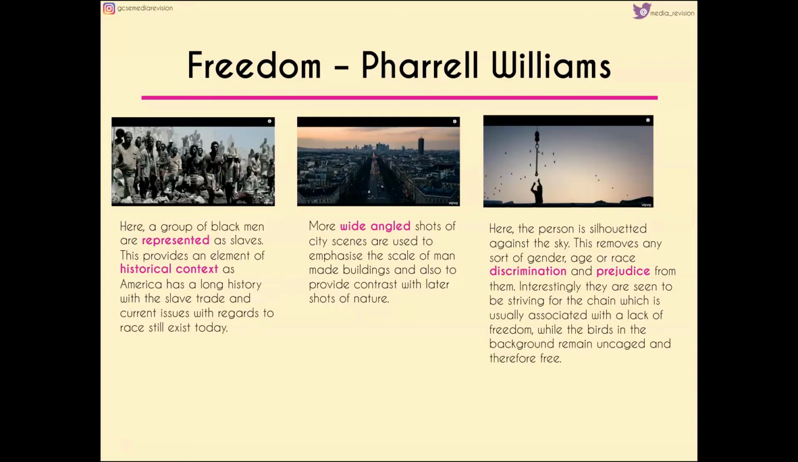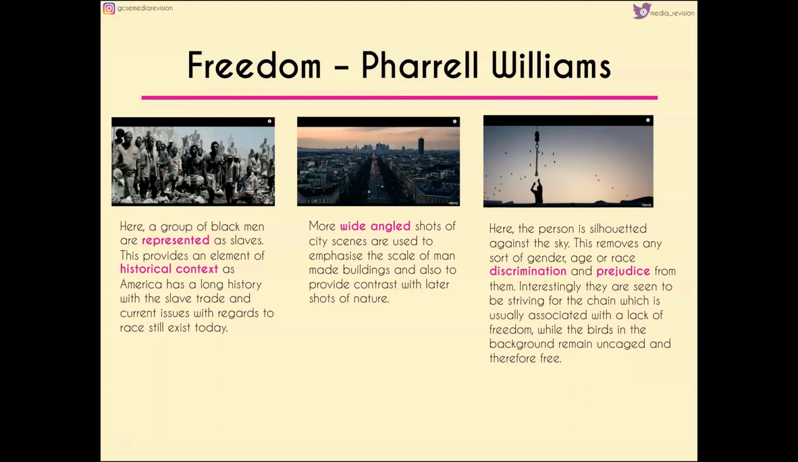We then get a group of black men who are represented as slaves. Now this provides an element of historical context because America has a very long history with the slave trade and also has a lot of issues with race that still exist today. We get more wide-angle shots of city scenes, which are used to emphasize the scale of man-made buildings and also contrasting with nature, which we're going to see later on in the video.